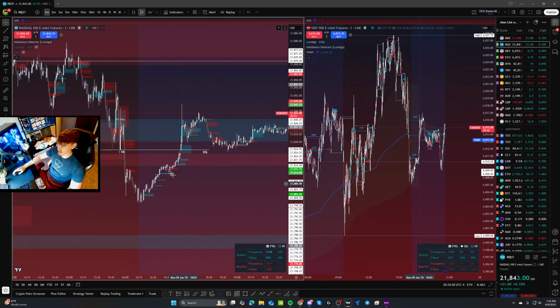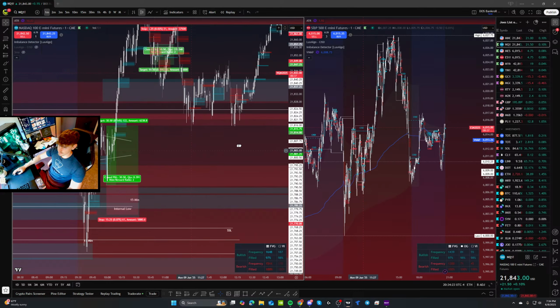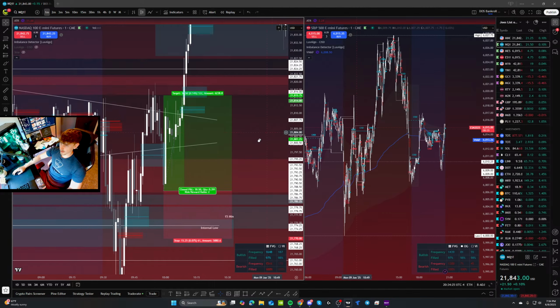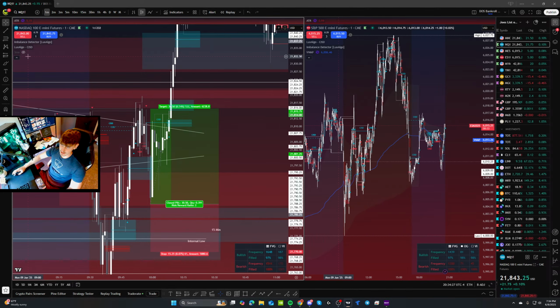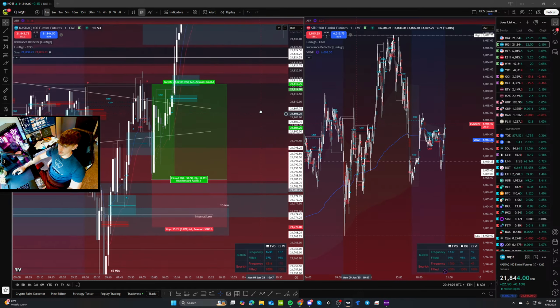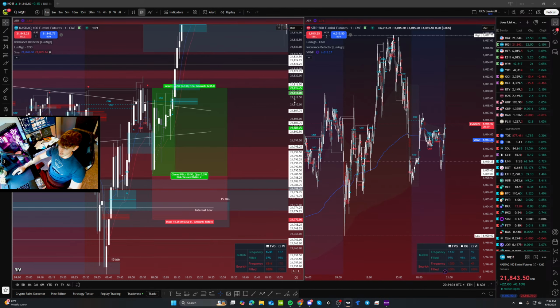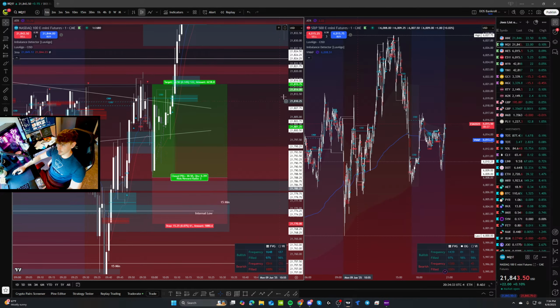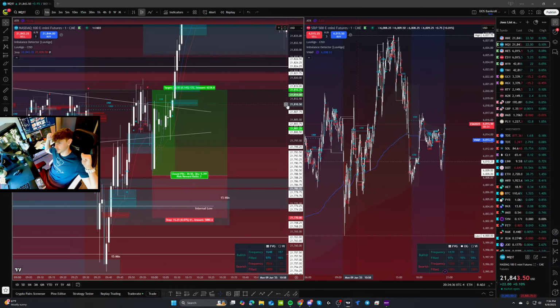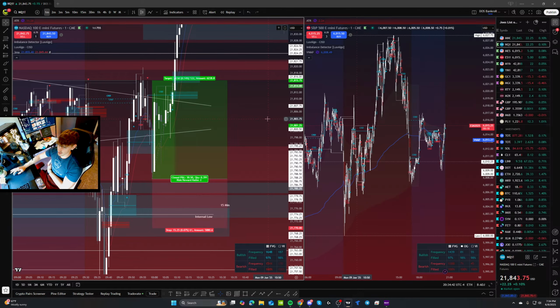And then my setup, as you might know so far, but might not know, for me to enter, I need a CISD, I need a high time frame sweep, I need an internal sweep, and I need price to retrace back to the equilibrium of whatever fair value gaps were created before the CISD was created. So it sounds confusing. It's not that bad.